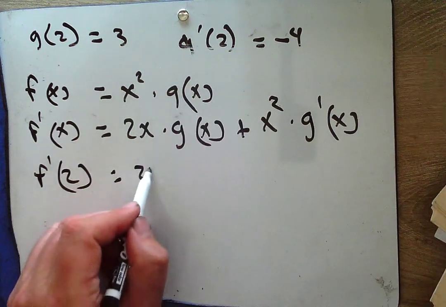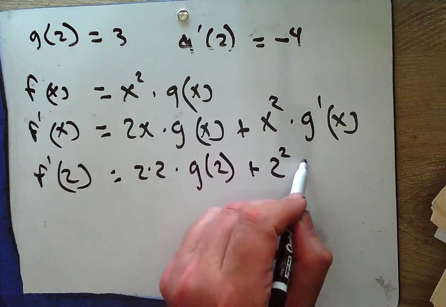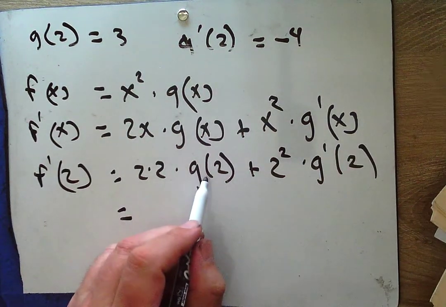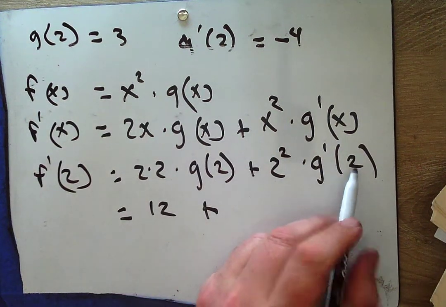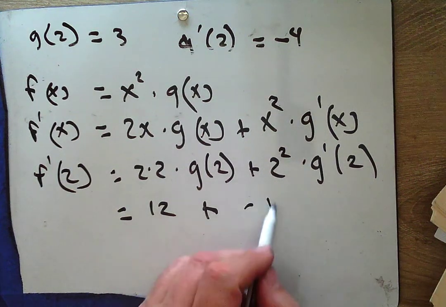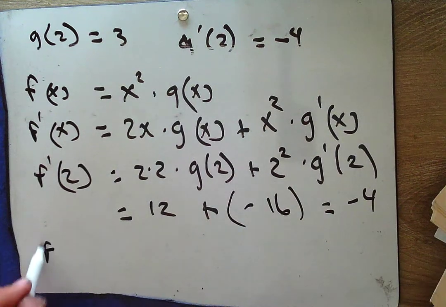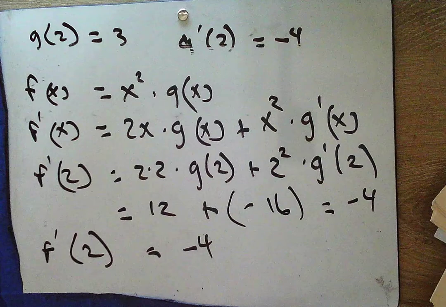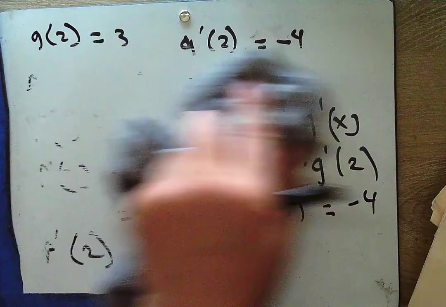And so that's going to be 2 times 2 times g of 2, plus 2 squared times g prime of 2. g of 2 is 3. 3 times 4 is 12, plus g prime of 2 is negative 4. Negative 4 times 4 is negative 16. And so we end up with negative 4. f prime of 2 equals negative 4. All right, that was part C. How about part D?